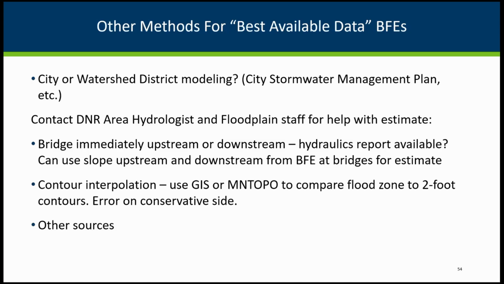Otherwise, contact your area hydrologists and floodplain staff for more help. Watershed districts also often have some good information, and that's one of the first places we'll be checking to see if there's information in the area. But reach out to the DNR staff and we'll see if there's bridge information immediately upstream or downstream, that we've got some hydraulic data. And in a worst case, we'll look at contour interpolation or other sources and come up with an estimate, but those are going to be on the conservative side.